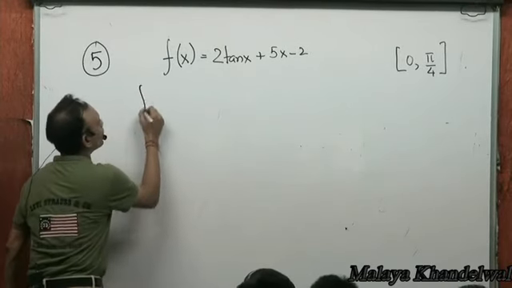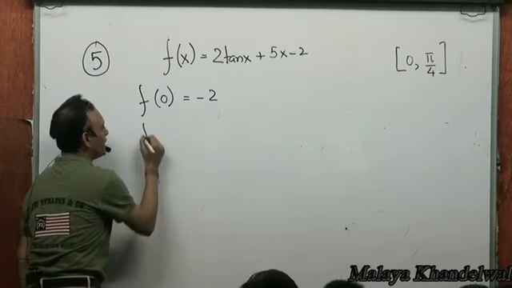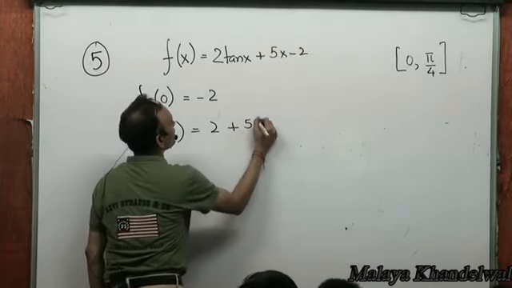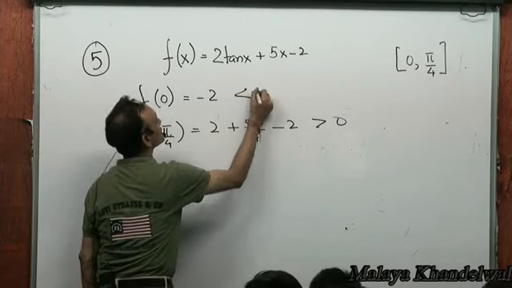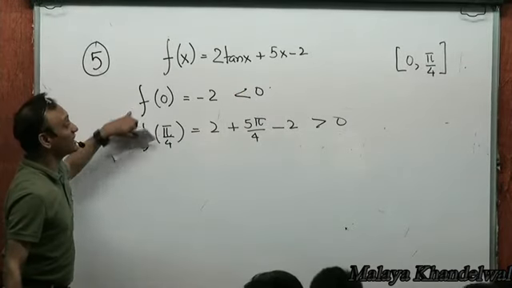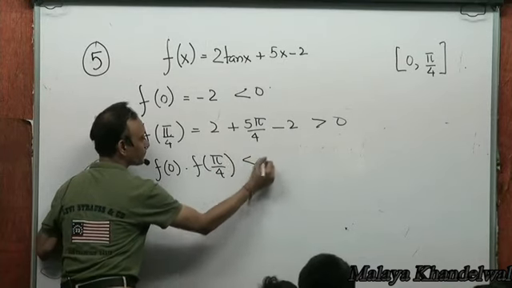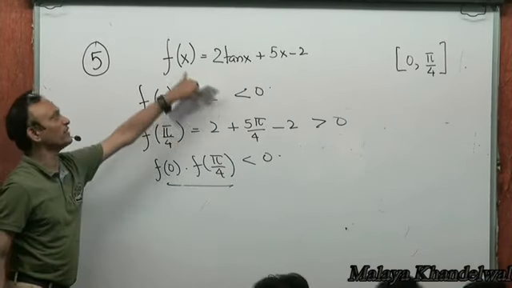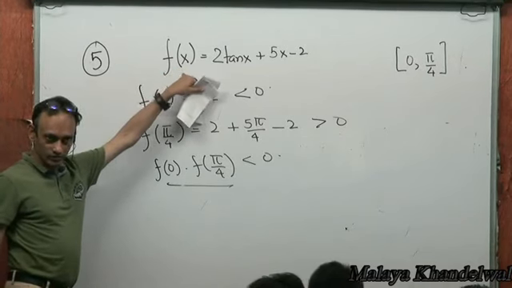So f(0) is minus 2, yes or no? Right? f(pi by 4) is 2 plus 5 pi by 4 minus 2, which is positive, yes or no? This is negative. So f(x) changes sign in the interval 0 to pi by 4. f(0) into f(pi by 4) is negative. Therefore, if f(x) is continuous, then it must have a root in the interval 0 to pi by 4. f(x) is indeed continuous in the interval 0 to pi by 4. So it does have a root in that interval, right?